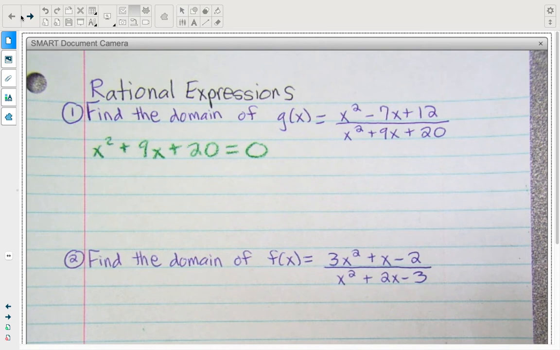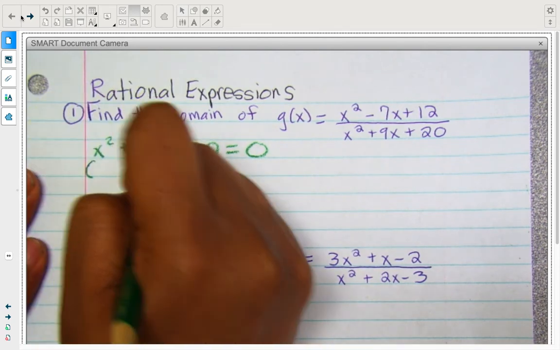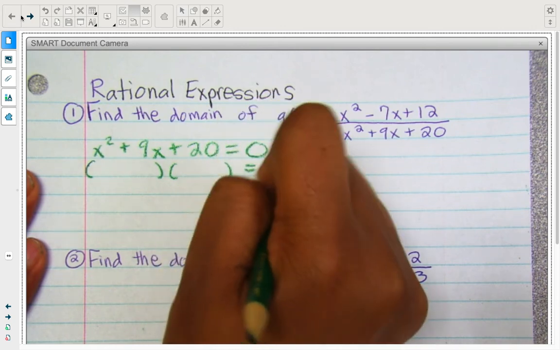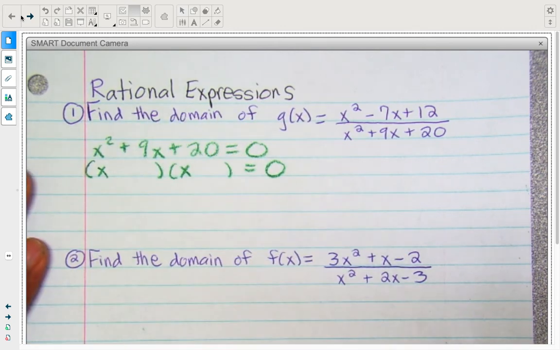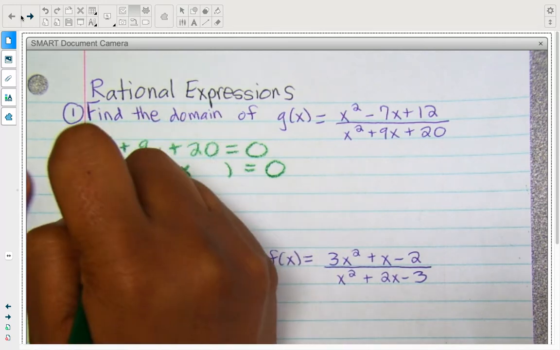We've got lots of different ways I can solve this problem. I'm going to solve it by factoring because I think that's the easiest approach. So we're looking for 2 numbers that multiply to give me 20 and add to give me 9. Those numbers are 5 and 4.